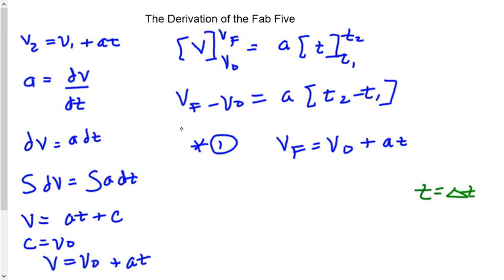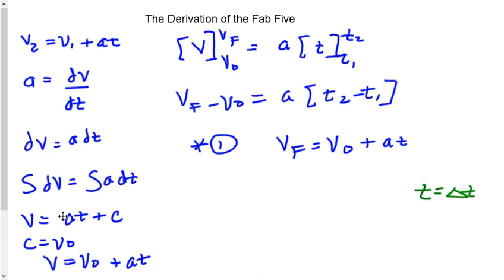Okay, we're going to go on to the derivation of the Fab Five, the famous fabulous 5 equations for kinematics. First one we're going to look at is v2 equals v1 plus at. We start with the idea that acceleration is equal to dv dt. Using separation of variable technique for integration, I'm going to move dt to the other side. So I have dv equals a dt.